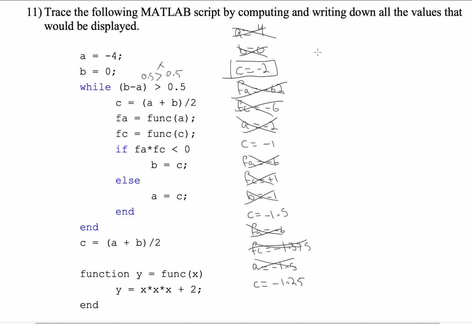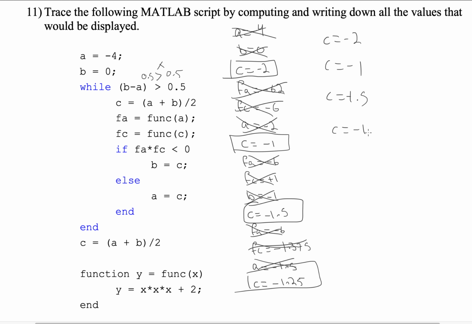So the only thing that we'd see is c equals -2. And then we have c equals -1. And then c is equal to -1.5. And then we see our final value, which is c is equal to -1.25. And that is how you do number 11.